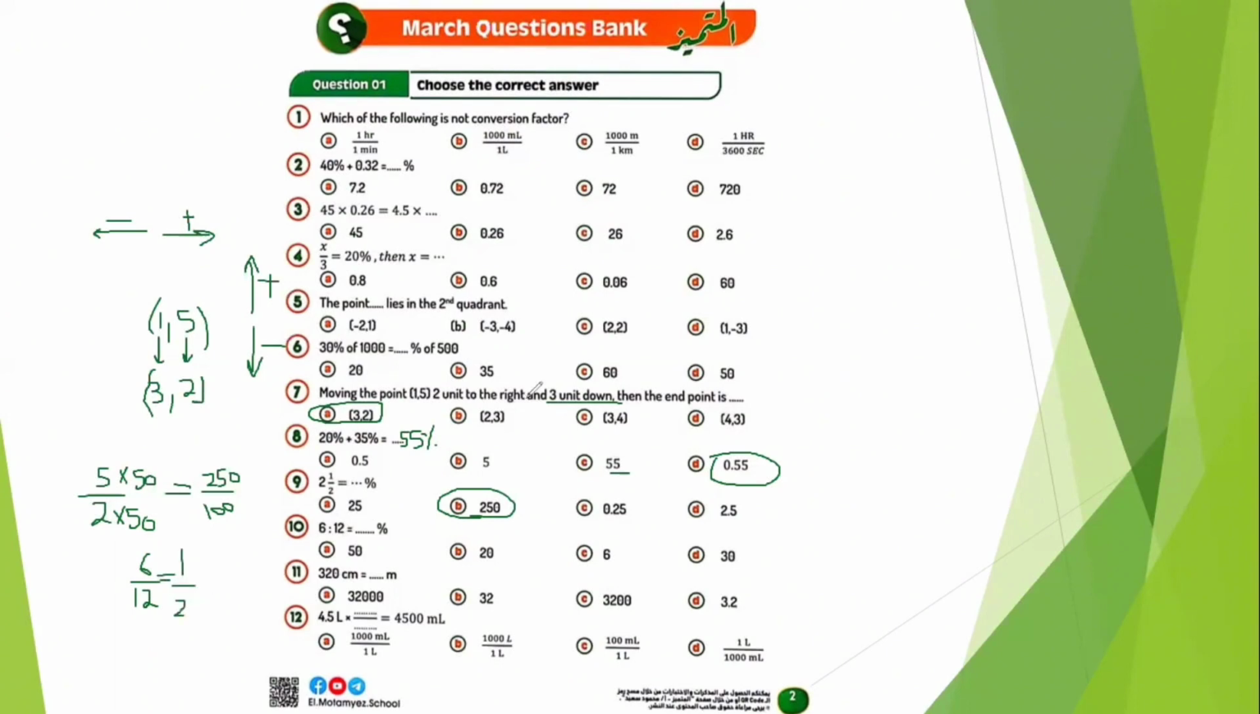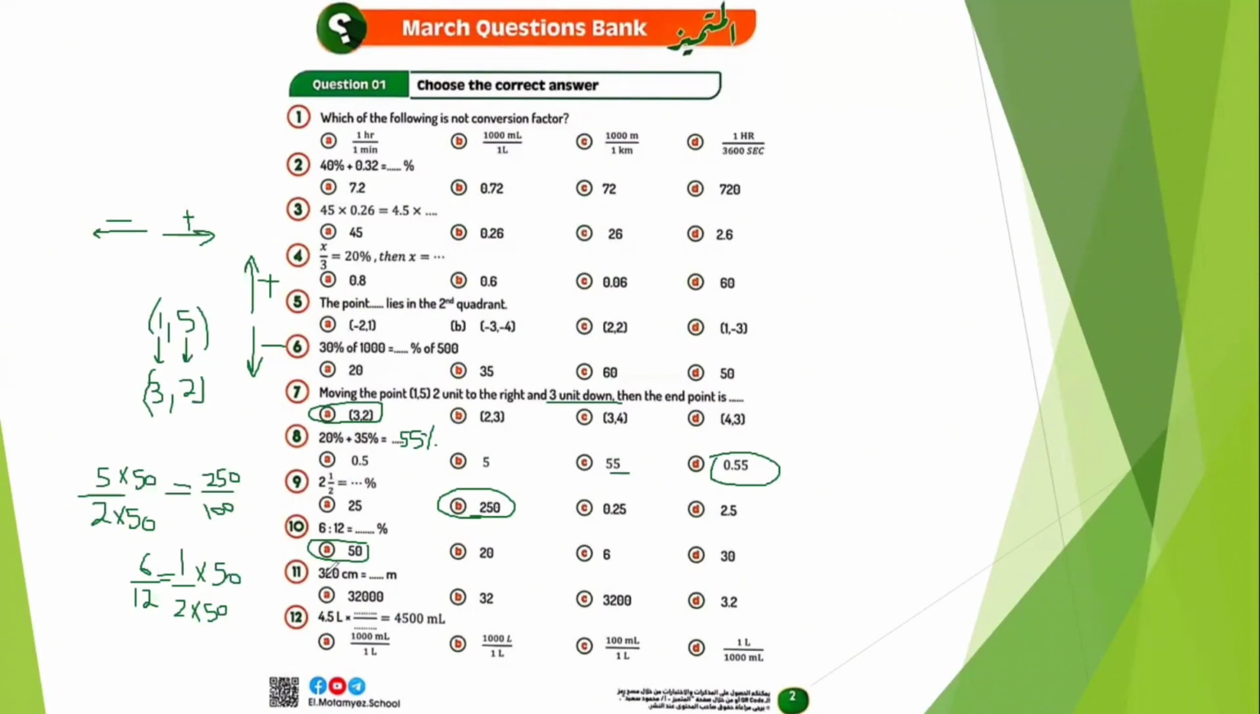Now half equals how many percent? It equals 50%. We all memorized it. If not memorized, we change the denominator to be 100 by multiplying up and down by 50, so it becomes 50 out of 100, which means 50%.